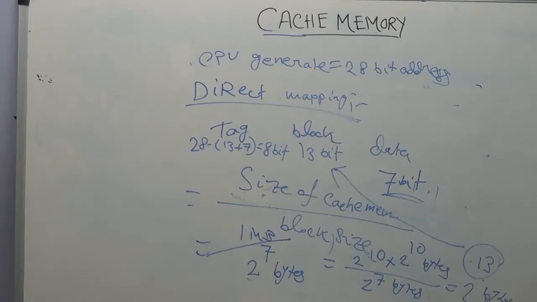So to compute the block, we have to determine the number of blocks present in the cache memory. The number of blocks in the cache memory is equal to the size of the cache memory by block size. Here the size of the cache memory equals 1 MB and the block size is 2 to the power 7. After calculation, we get the value of the block as 13 bit and the value of tag will be 28 minus 13 plus 7, that equals 8 bit.